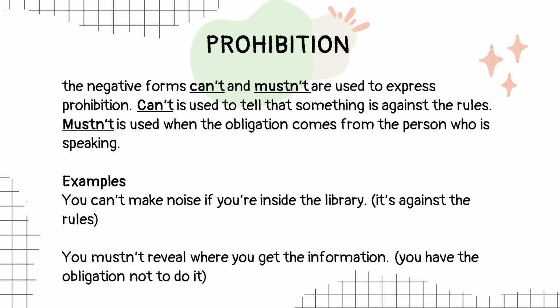Modals that express prohibition. The negative forms can't and mustn't are used to express prohibition. Can't is used to tell that something is against the rules. Mustn't is used when the obligation comes from the person who is speaking. Examples: you can't make noise if you're inside the library. You mustn't reveal where you get the information.